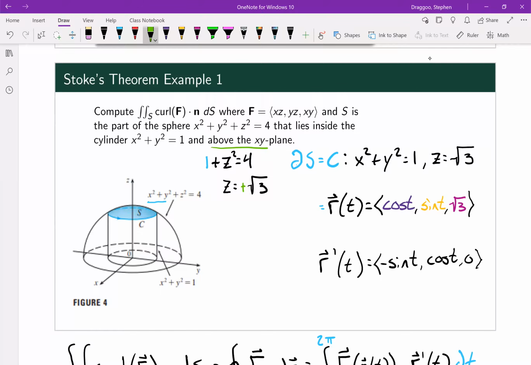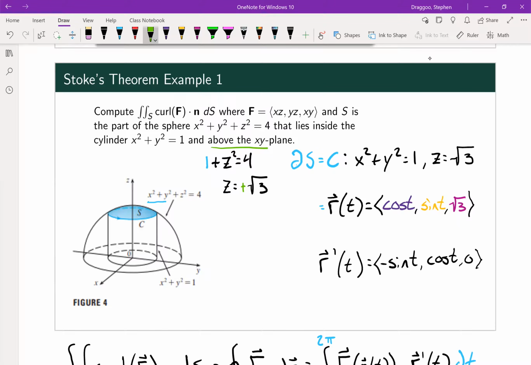So since we're going to be using Stokes' theorem, and we're attempting to calculate the surface integral, the steps that we're actually going to take will be to set up the line integral version. So we're going to change this surface integral into a line integral and then go from there, which means that we need to parameterize the boundary of S. So step 1 is to figure out what that boundary looks like.